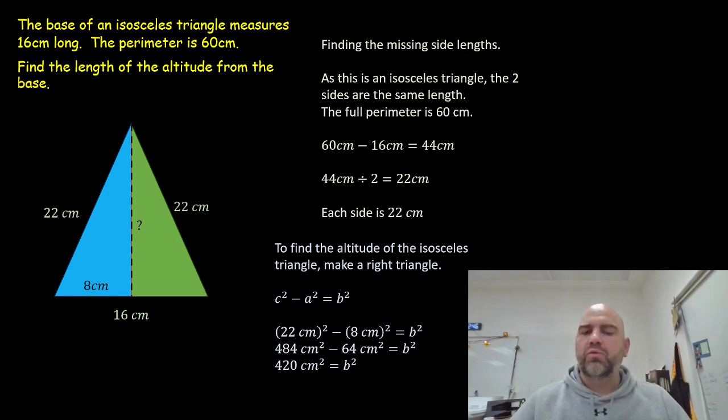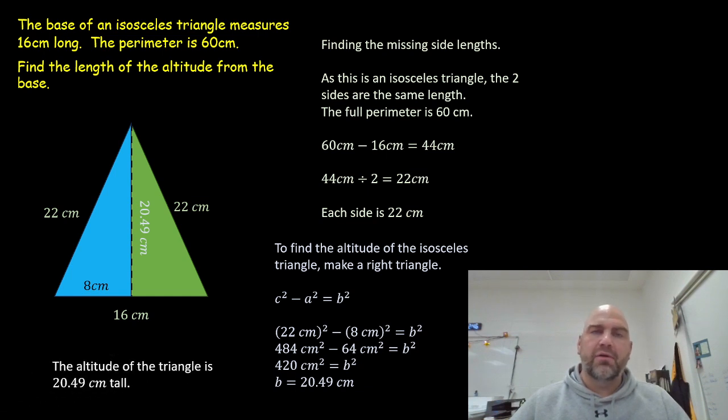We take the square root of both sides. That way we get our b all by itself, not b squared. And we're going to get that b is equal to 20.49 centimeters. There we go, and we plug it in. That is how we can figure out what the altitude of the triangle is.